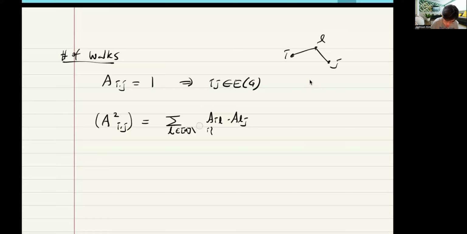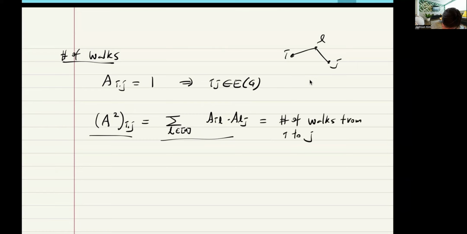So you know that this ij entry is the same as this. Maybe let's write it this way. And what does this count? This is the number of walks from i to j of length 2.